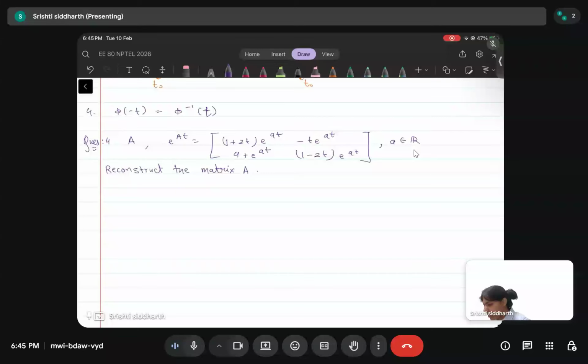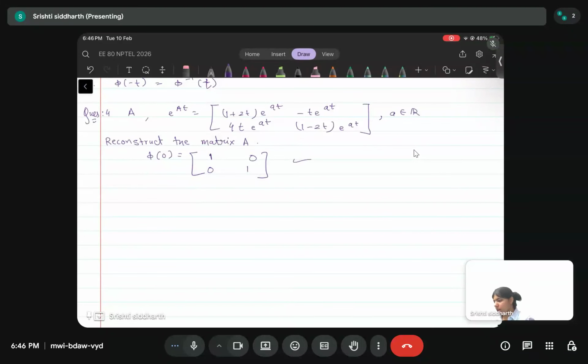So let's check if we get anything from substituting t equals 0. So phi of 0 should be identity, right? So let's check if this is a state transition matrix. So substitute t equals 0 in this matrix. This becomes 1. This is 0. Okay, so this is not 4 plus, but it is 4t times e to the power at. This is 0. And then this is 1.